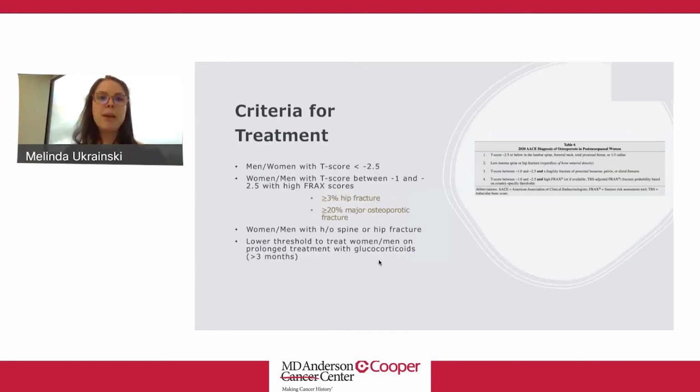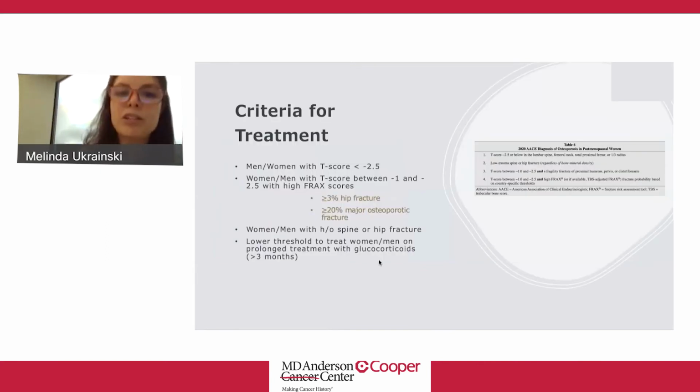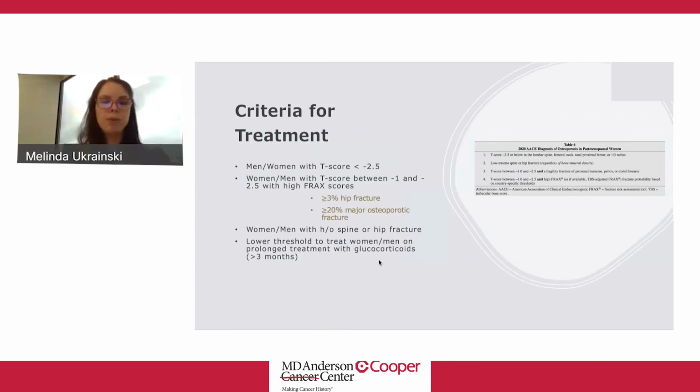And criteria for treatment: men and women with a T-score of less than -2.5, men and women with T-scores of between -1 and -2.5 with high FRAX scores or high fracture risk, women and men with history of spine or hip fracture, and we have a lower threshold to treat women and men who are on prolonged treatment with steroids.